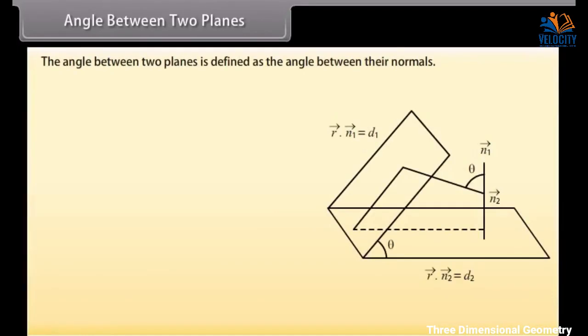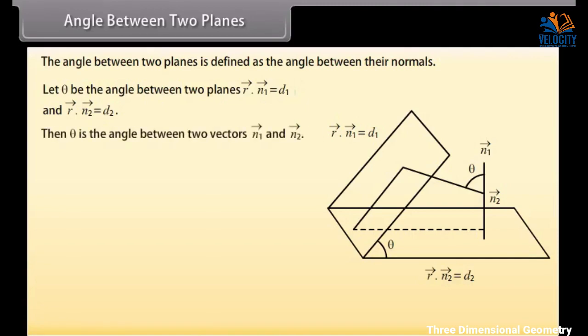Angle between two planes. The angle between two planes is defined as the angle between their normals. Let theta be the angle between two planes, with dot product of vector r and vector n1 equals d1, and dot product of vector r and vector n2 equals d2. Then theta is the angle between the two vectors n1 and n2. Cos theta equals modulus of dot product of vector n1 and vector n2 divided by modulus of vector n1 into modulus of vector n2.